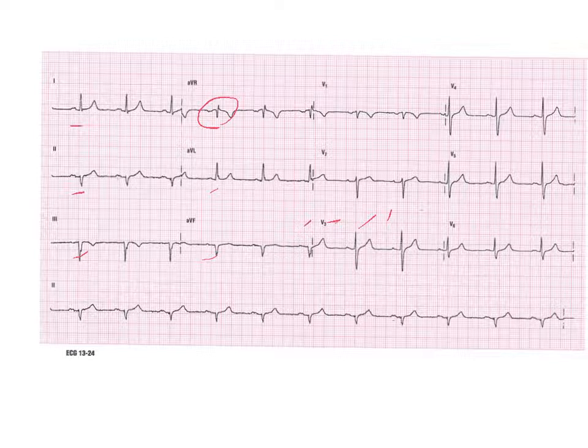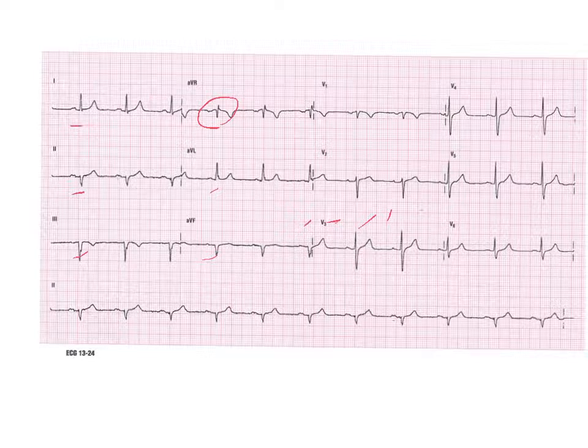And then we're going to look for measurements. And the first thing is, do I see any PR intervals that are long? And no, I don't. And then I look for the QRS. I don't see any wide QRSs. I look in every lead. No wide QRS complexes. And then the next thing on measurement is the QT interval.